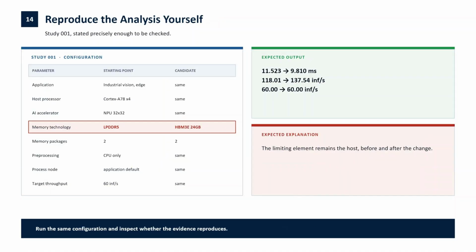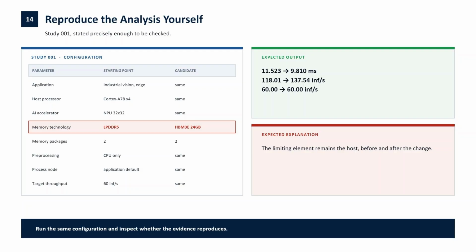This page provides the configuration required for another user to reproduce Study 001. The application is Industrial Vision at the edge. The host processor is a 4-core Cortex-A78, and the AI accelerator is an NPU 32x32. The starting point memory is LPDDR5, and the candidate memory is HBM3E, 24 GB. Both configurations use two memory packages. Pre-processing is CPU only. The process node uses the application default, which for the Industrial Vision Edge application resolves to 16 nanometers for the SoC and 12 nanometers for the accelerator. The target throughput is 60 inferences per second.